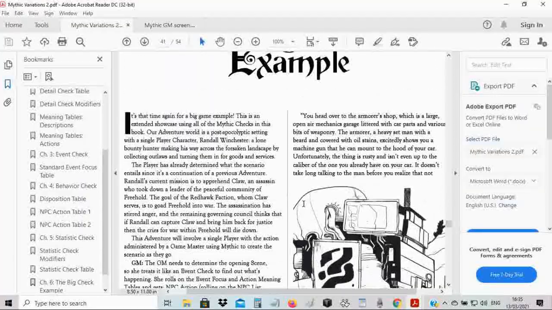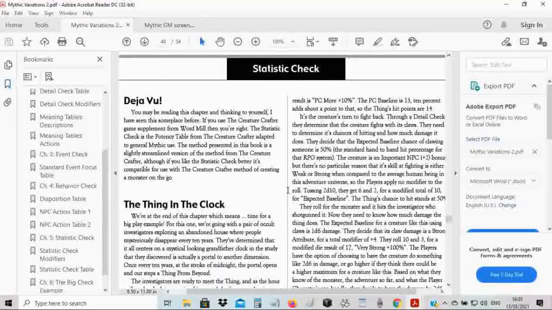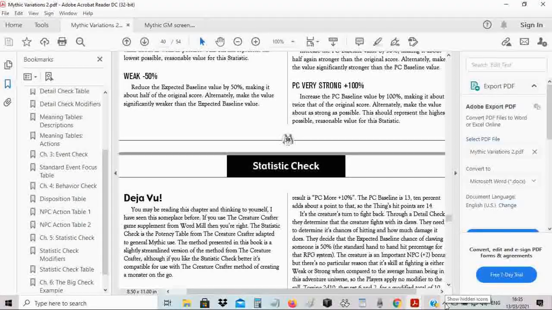So anyway, that's it for this quick look and short demo of Mythic Variations 2 by Tom Pigeon and published by Wordmill Publishing. So I hope you enjoyed it.